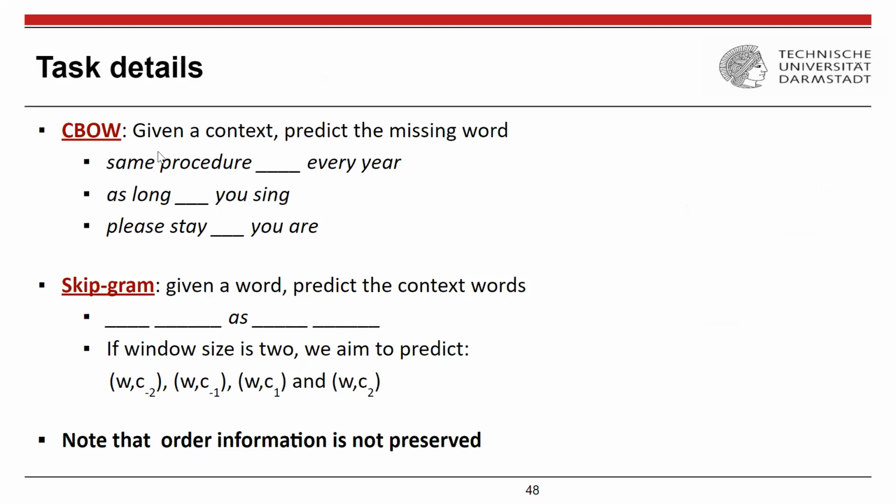And there is another approach called CBOW. In CBOW, given the context words, you are trying to predict the target word, which is the opposite of this. As an example, in "same procedure every year", these are the context words, and you are predicting the target word. And in skipgram, you are doing the opposite. As I've said, you are predicting the context words based on the target word.